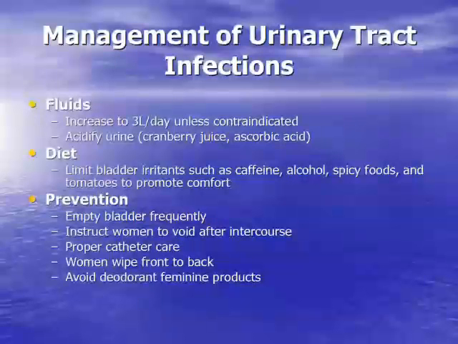Pretty much as far as diet goes, patients are encouraged to limit anything that might irritate the bladder while they have a UTI, such as caffeine, alcohol, spicy foods, tomatoes, those types of things. And to prevent a future urinary tract infection, patients are taught to empty the bladder very frequently. Women are taught to void after sex and use proper catheter care for those patients that have indwelling catheters. Women are taught to wipe front to back and to avoid deodorant feminine products, which can change the pH flora and can make them more susceptible to having UTI infections.